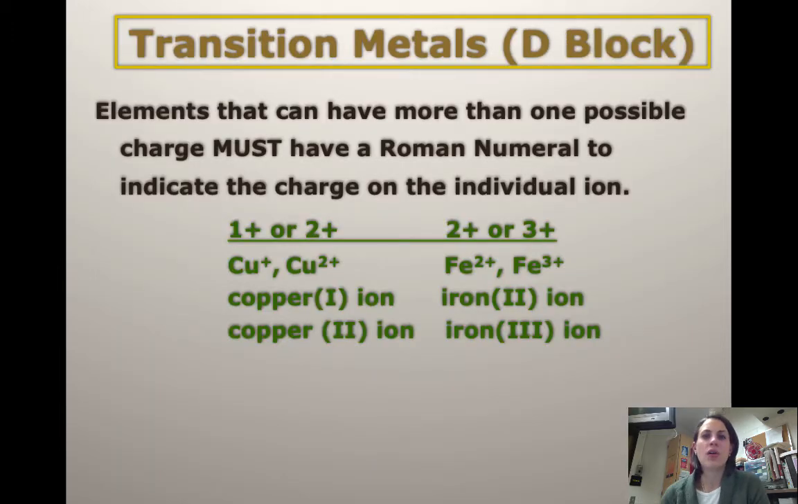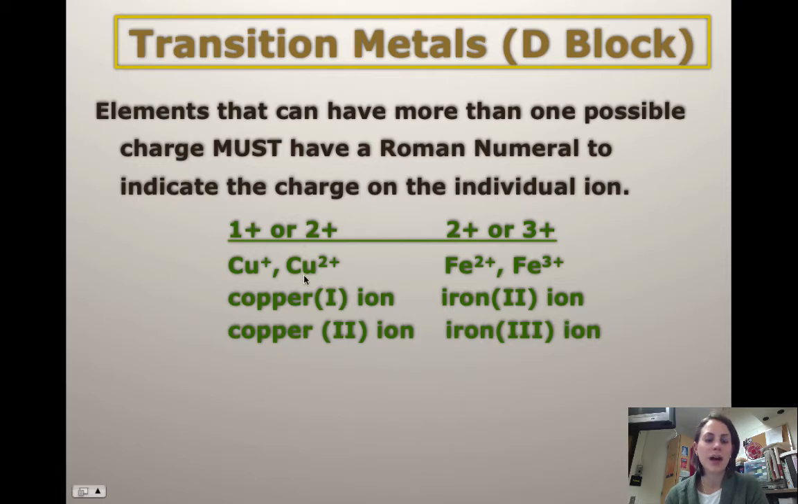Transition metals, though, are a little bit different case. Transition metals, which we know are in the d block, are elements that can have more than one possible charge. They have 2 or more charges. And so we need Roman numerals in the name that will indicate the charge of which ion is happening, how many electrons it's giving up.